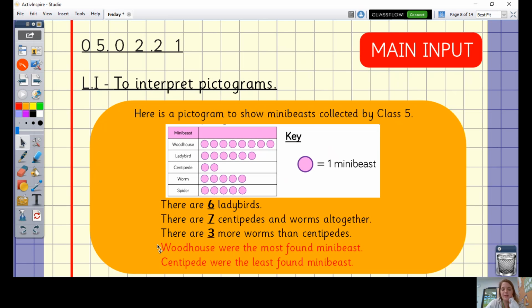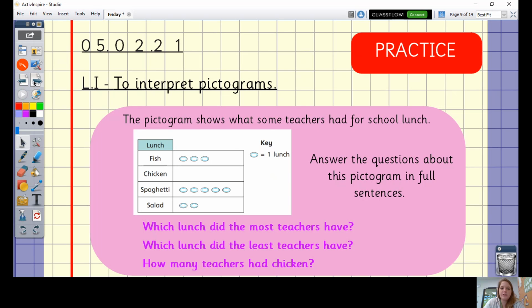Okay, and some more information that I found from this pictogram. I found out that woodlice were the most found mini beast, were the most popular mini beast that they found, and centipede were the least found mini beast. Okay, so those are just a couple of little extra facts that I was able to find out from this pictogram.